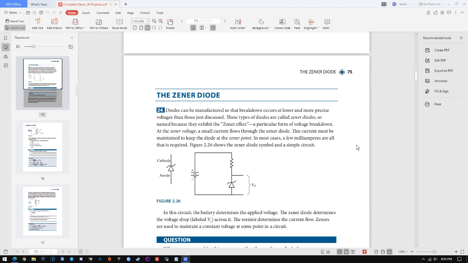Okay. So let's see. Go back to the summary, because basically this is what it says in the chapter. Diodes can be manufactured so that breakdown occurs at lower, more precise voltages than those discussed. These types of diodes are called Zener diodes, so named because they exhibit the Zener effect, a particular form of voltage breakdown.